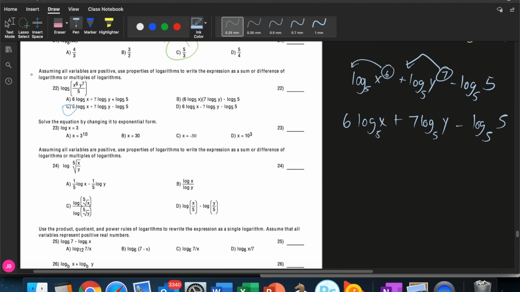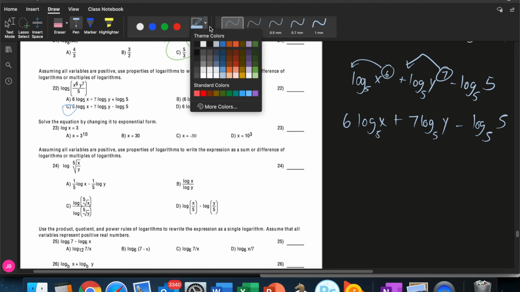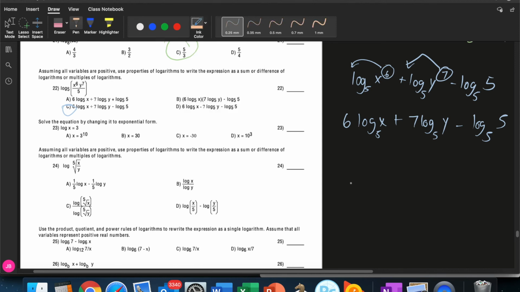Now 23, it says solve the equation by changing it to exponential form. Okay, we can do that. We'll pick a different color, orange. And it says log of x. Now since we know that this is common log, we're going to go ahead and add that base in there. It's going to help us out later. Okay, so we have that, and what we're going to do is turn it into exponential form to solve for x, right? So exponential form says 10 to the third power is equal to x. Here we go. X is equal to 10 to the third power.